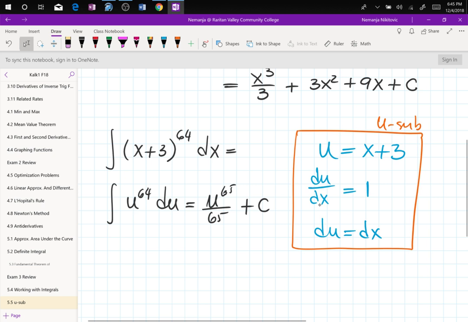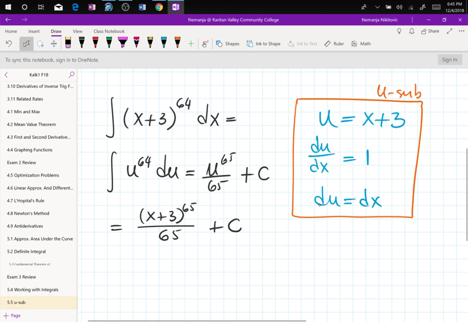But are we really done? We're not done. Because the problem was posed in terms of x. You are not allowed to leave the answer in terms of u. So you plug back exactly. So you can say this is x plus 3 raised to the 65 over 65 plus c. You have to do this every single time. You have to go back to the original variable, right? You can just say to yourself, I don't care about u, I care about the x. And you will remember to plug it in every time. That's the final answer.